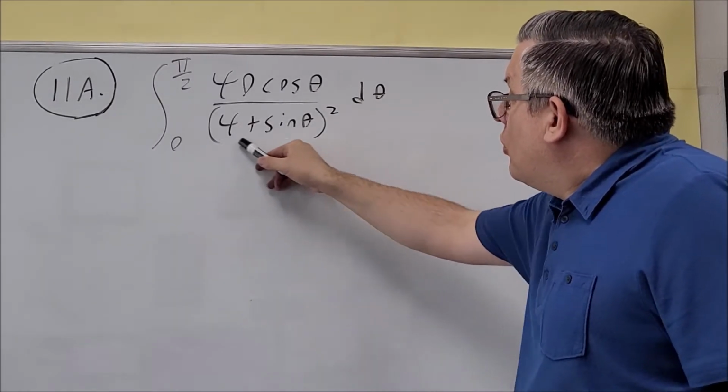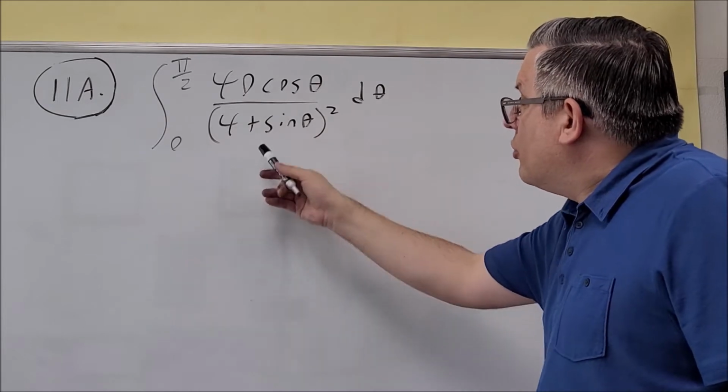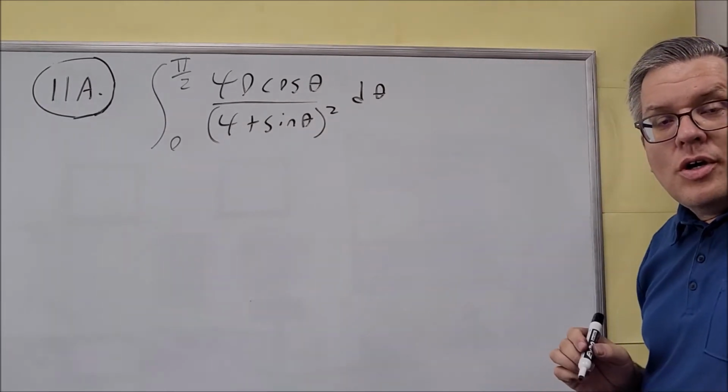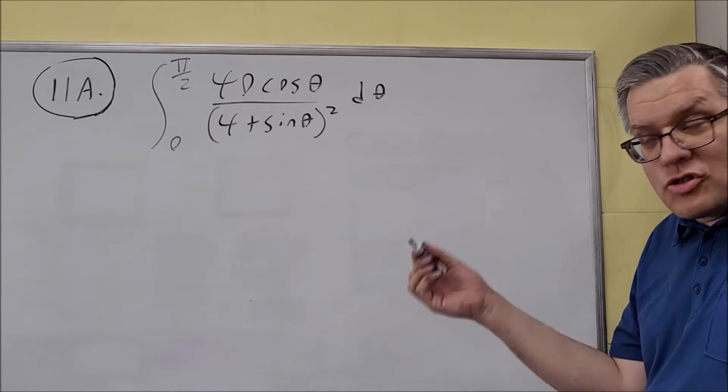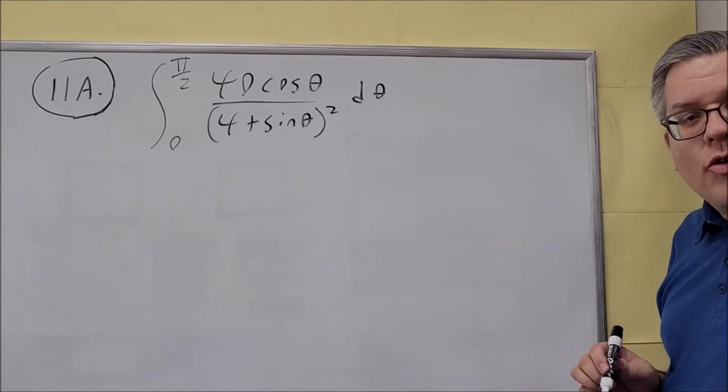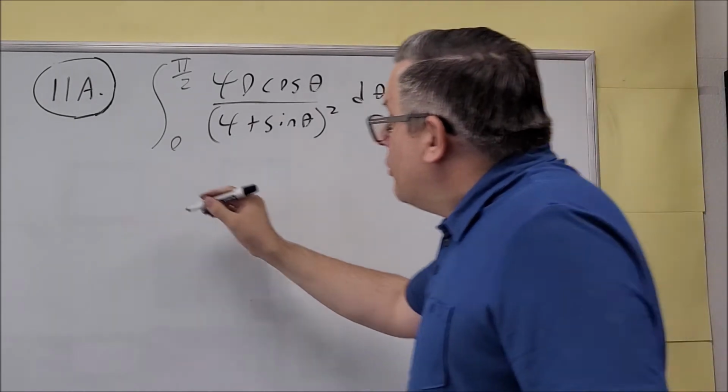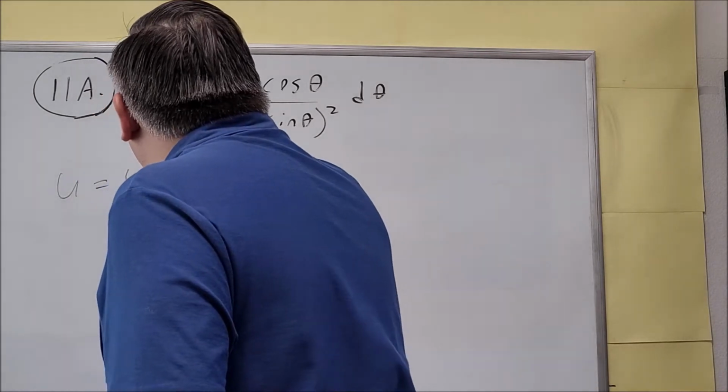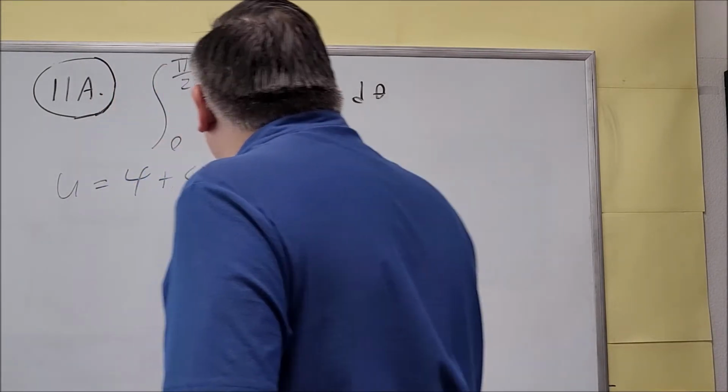On the bottom, we'll let the u equal this, because the u is usually something that is inside of something else or being squared. That's typically what you look for as a u. So in that case, the u is equal to 4 plus sine theta.